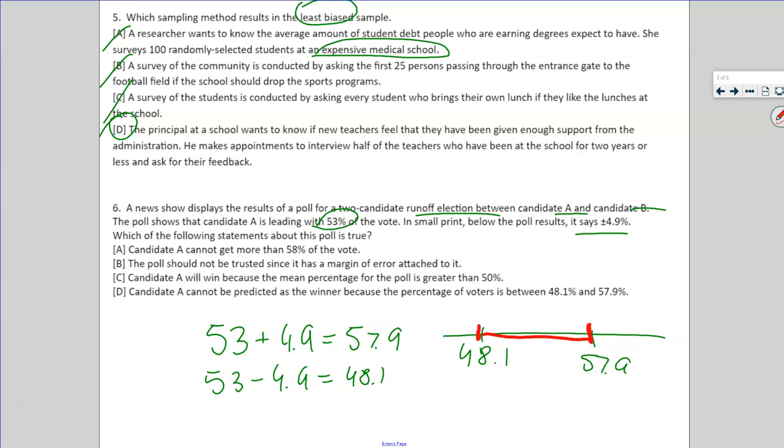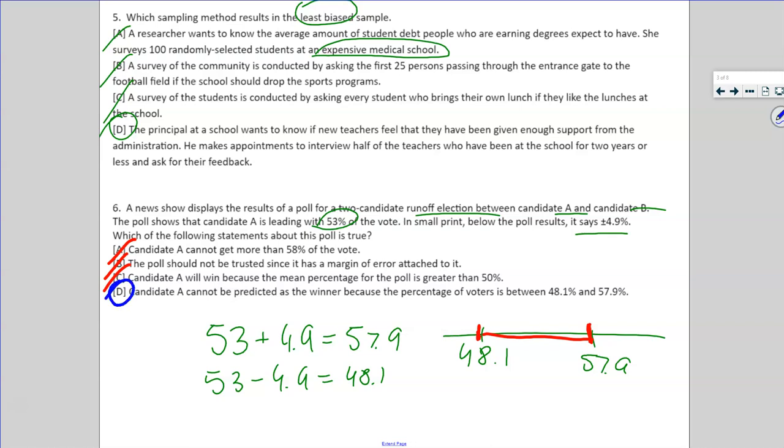All right, of course he can get 58% of votes, and that's not predicted. This is unpredictable. You know, this is a prediction that we're making, including the margin of error. But of course, the poll can spike up to make more than 58% of votes. The poll should not be trusted since the margin of error is attached. That is not true. That's why we need a margin of error. Candidate A will win because the mean percentage of the poll is greater than 50%. Again, that is not true. We do not estimate it on the mean. And candidate A cannot be predicted as a winner because the percentage of the voters is between 48.1 and 57.9%.